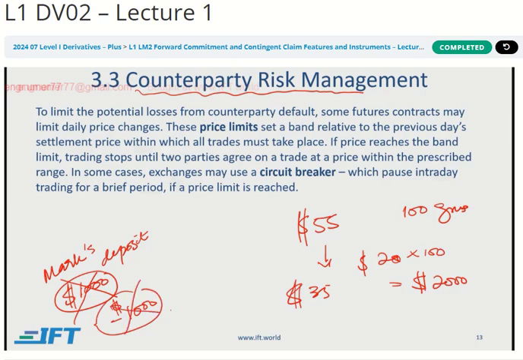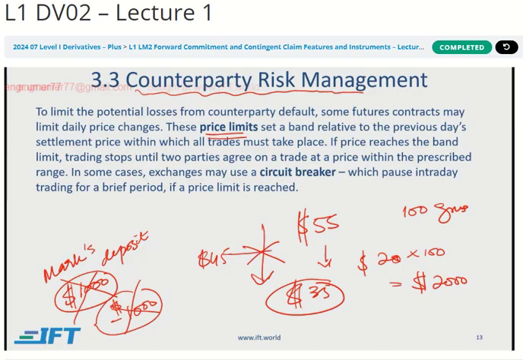So in that situation, what will the exchange do? To prevent this kind of situation, such a big fall is not allowed. And how do they control this? By setting price limits, right? So that the trades cannot go beyond a certain price. Let's say that could be 45. So it cannot go below $45 and the trading will be stopped at 45.